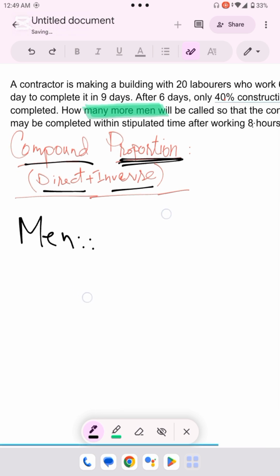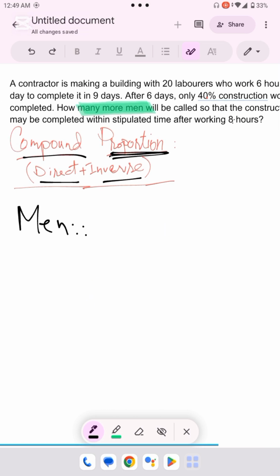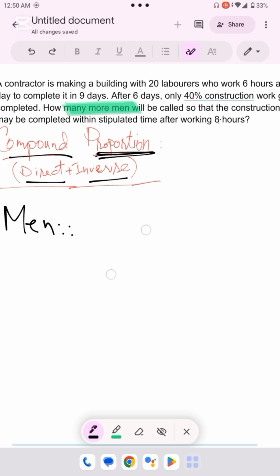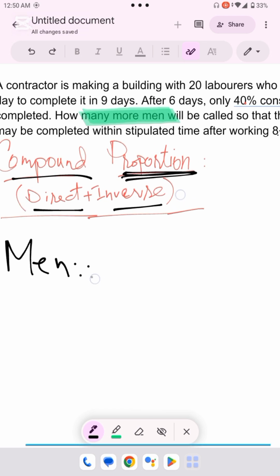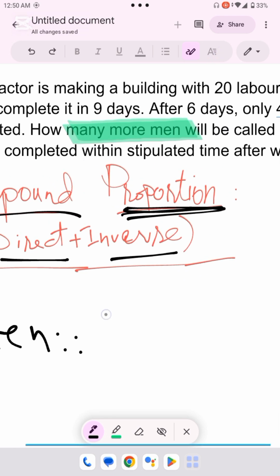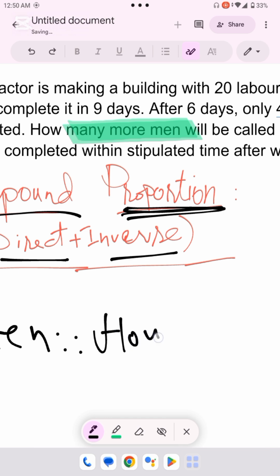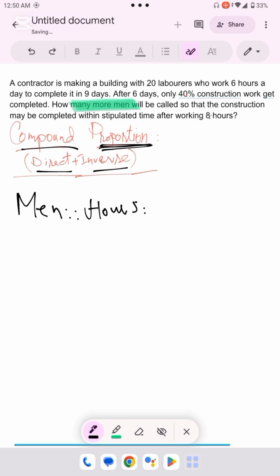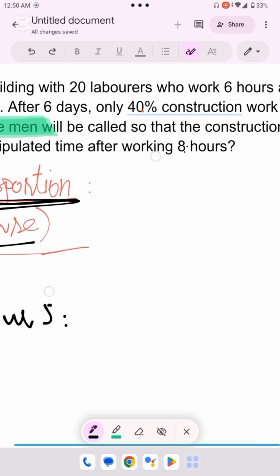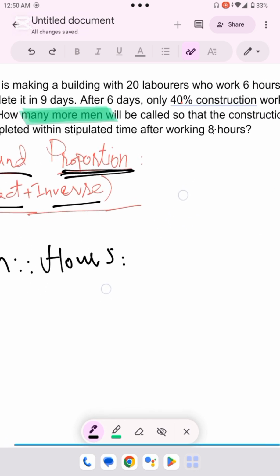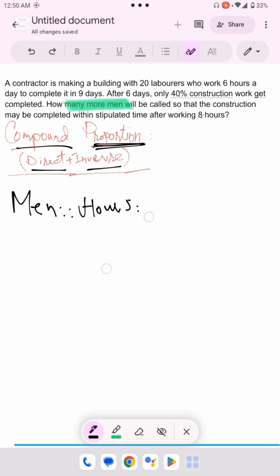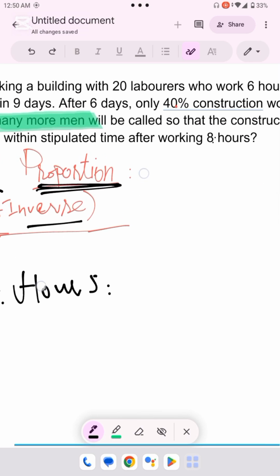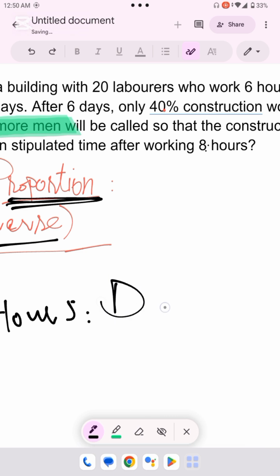Let me see how it is. All right, a contractor is making a building with 20 laborers. Okay, 20 laborers are there who work 6 hours a day. So the number of hours would be written there. Hours. All right. And in 9 days, the work has to be completed in 9 days. So the total number of days should be 9.